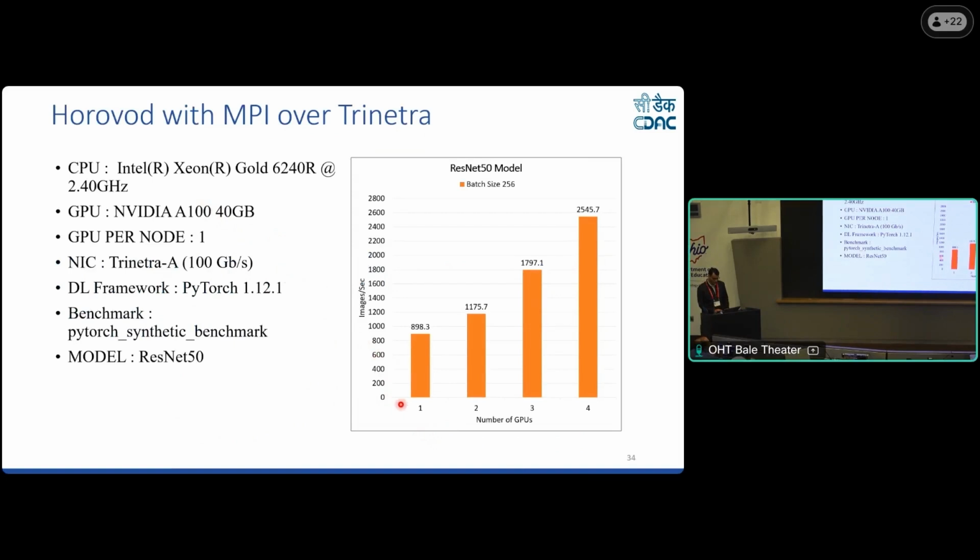Here you will see, as we are increasing the number of nodes, we are scaling linearly. The ResNet-50 model we have tried here.